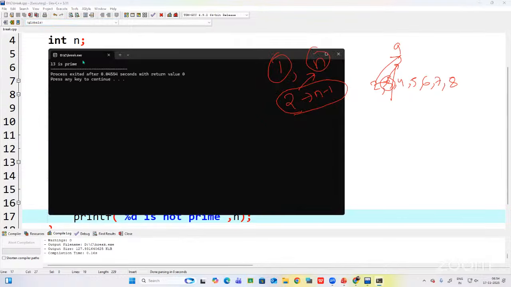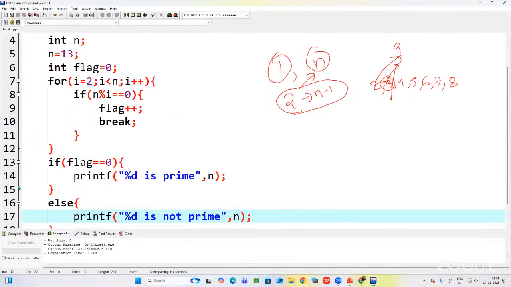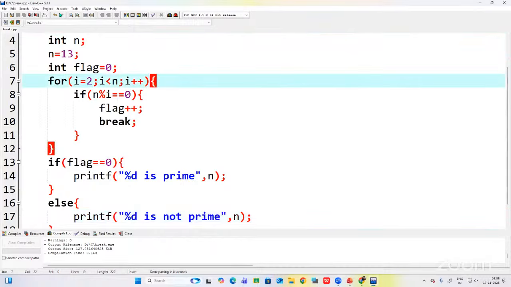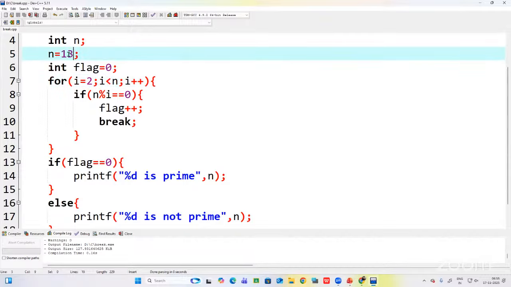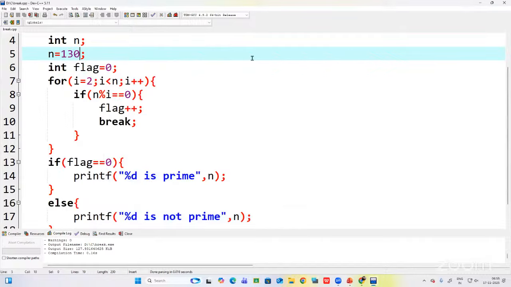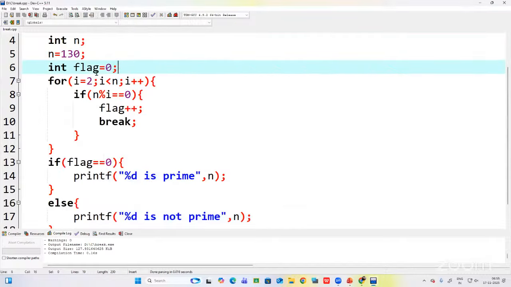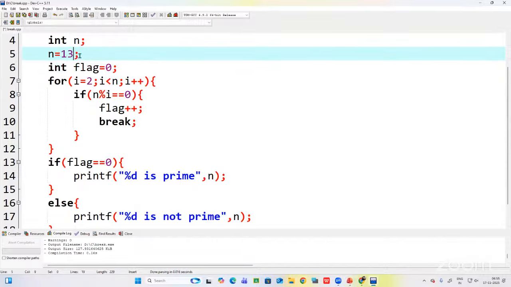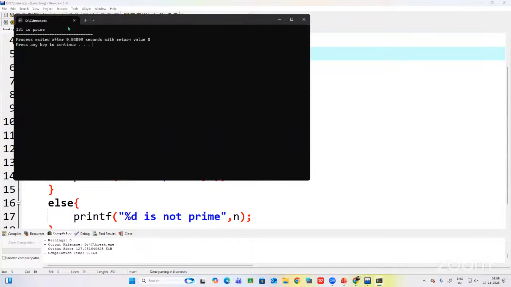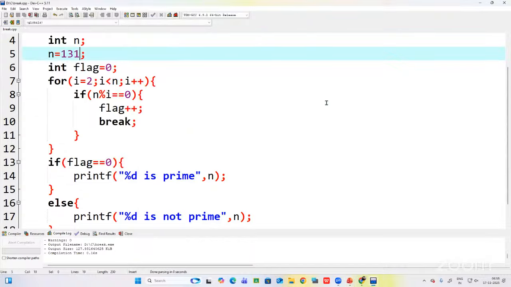Compile and run. Now when I take n equals 13, I clearly get that n is a prime number. At the same time, if I make n, let us say, 130, I'll execute and I get 130 is not prime. Right? Let me take 131. 131 is prime. So if you give a prime number, it will say prime. If you don't give a prime number, it will not.